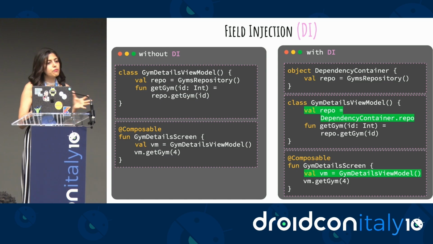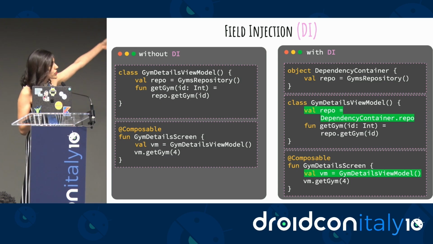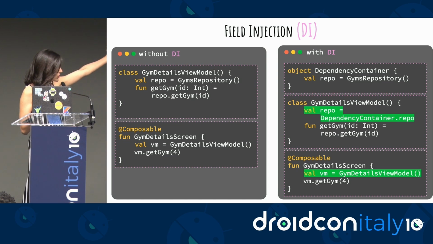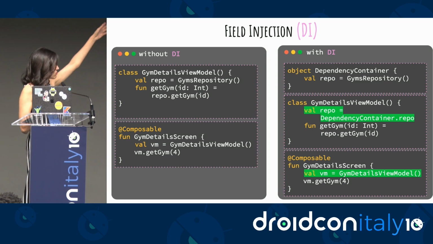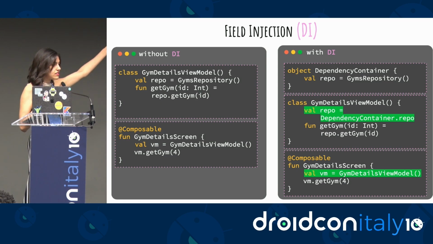Now, first type of dependency injection. This is field dependency injection. What does it mean? Let's look here at the first example, which is without dependency injection. Here we have a view model and we have a repository, which is our dependency. We need some method from the repo, like here, repo.getGem. So let's look down there. When we need to create the view model, we're just creating the view model and calling the method. So back here, we are creating the instance of the repo inside the view model. So here we don't have dependency injection.